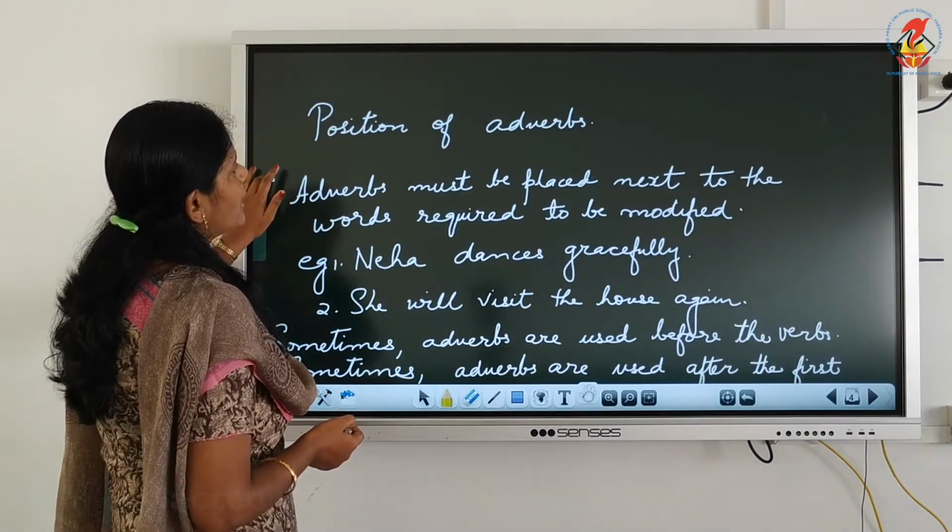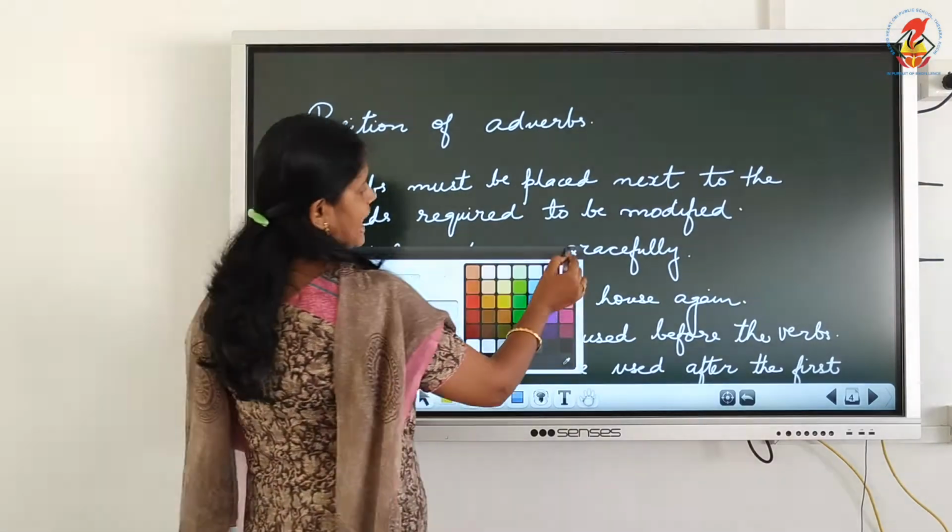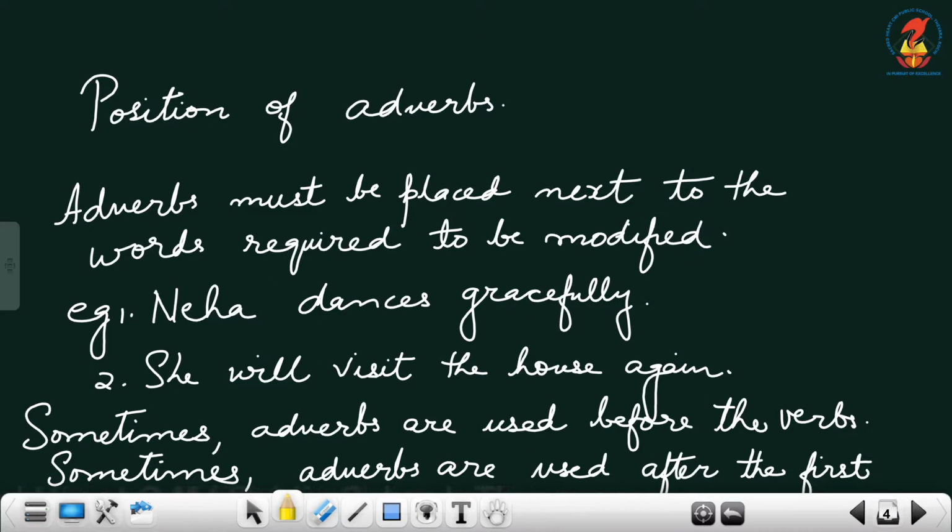Now, when you come and talk about the position of an adverb, as I say, it is placed close to the word. Adverbs must be placed next to the word. Here it is saying next to the word. I will use the words close to the words required to be modified.